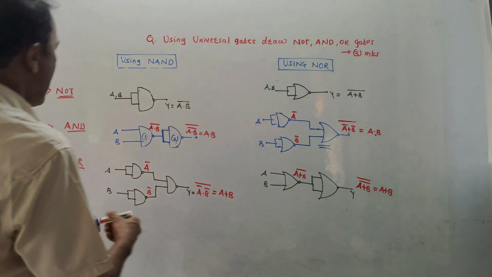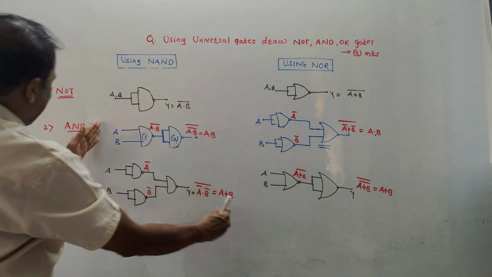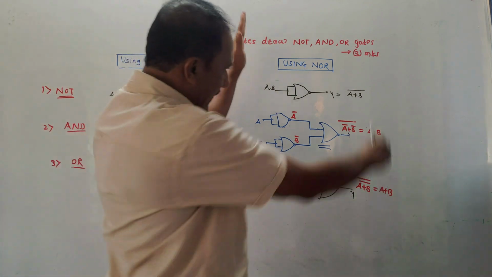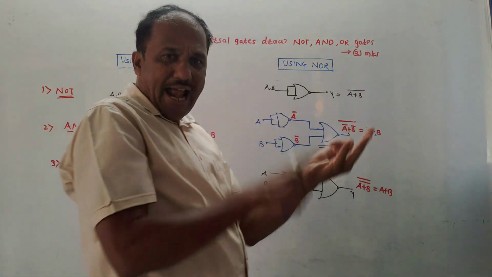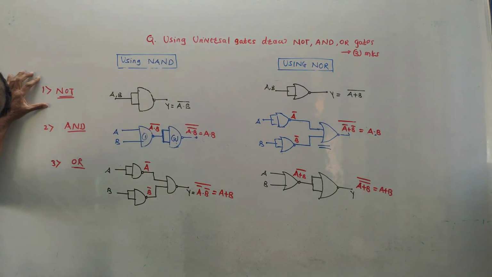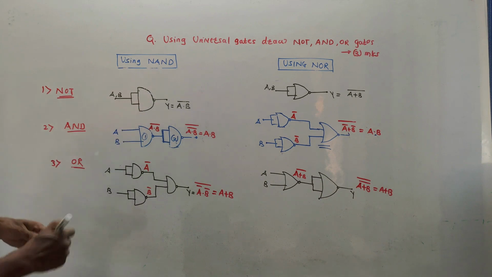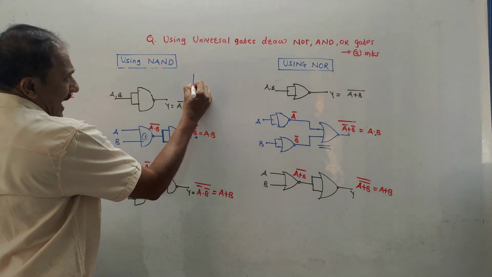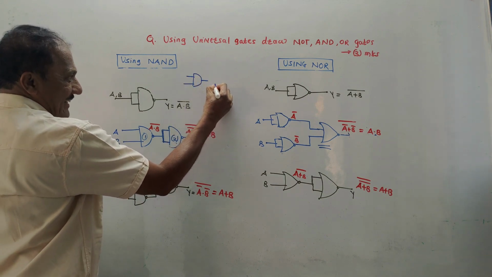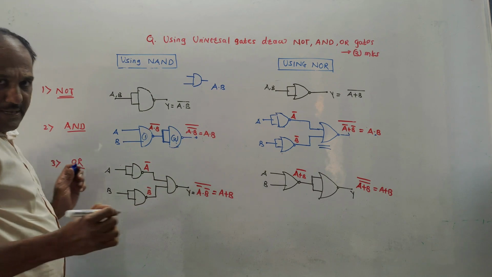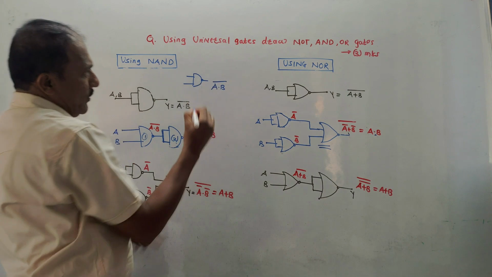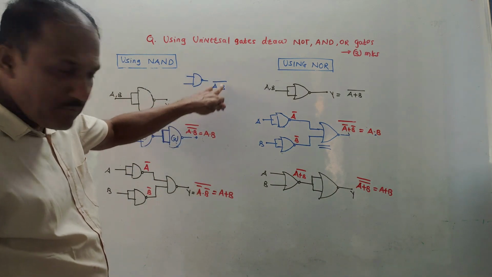Now how to remember it? This first column represents the designing of NOT, AND and OR gates using NAND gate. The second part indicates the designing of the same, that is NOT gate, AND gate and OR gate, using NOR gate. Now first part. If I want to draw a NOT gate using NAND gate, how to do it? We know that for an AND gate, the symbol is like this. Output of AND gate is given as A dot B. If it is a NAND gate, I will have to draw a bubble and the output is the complement of this, that is A dot B bar.